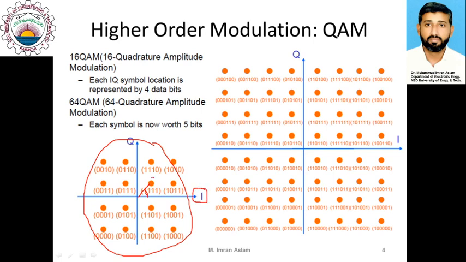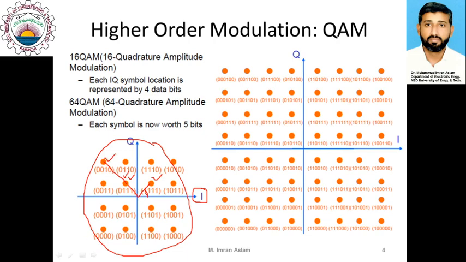So this symbol, you can see this one and this one, these two have the same amplitude but they differ in phases. So the receiver will have to decide on the amplitude as well as the phase in order to decide the symbol. Similarly, if we compare this symbol with the previous one, they have the same phase but they differ in amplitude.